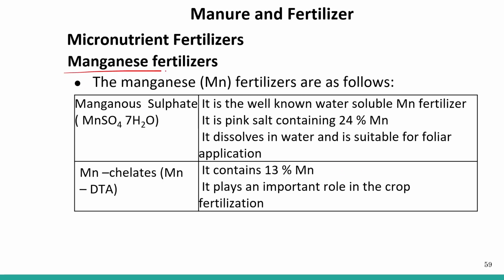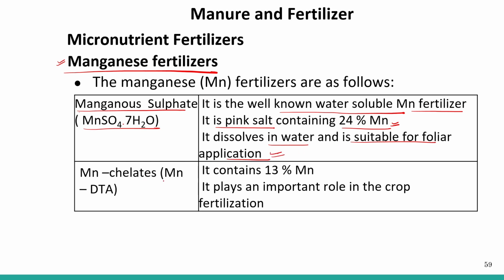Manganese fertilizer. The next important nutrient is the micronutrient manganese. Manganese fertilizer is in the form of manganese sulfate, MnSO4·7H2O. It is well known as a water soluble Mn fertilizer. It is a pink salt containing 24% of manganese. It dissolves in water and is suitable for foliar application too.